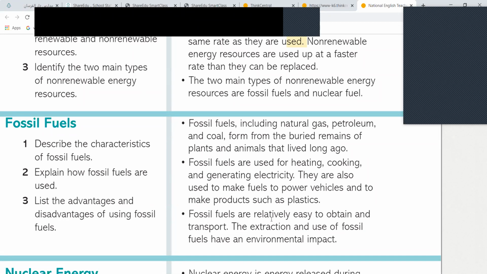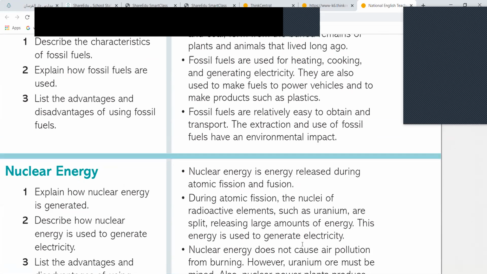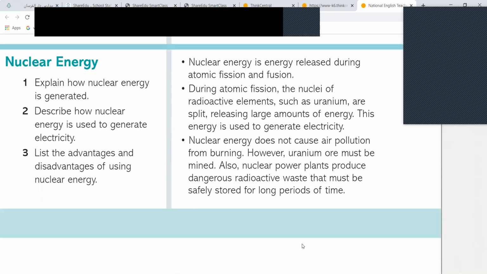Fossil fuels are relatively easy to obtain and transport. The extraction and use of fossil fuels have an environmental impact. You know, it actually affects the environment. These are not good. When these gases are burned, the smoke that is coming out contains monoxide. That is not good for us. That's what they're trying to say. So we have finished almost 2 parts, and the last part is the nuclear energy.